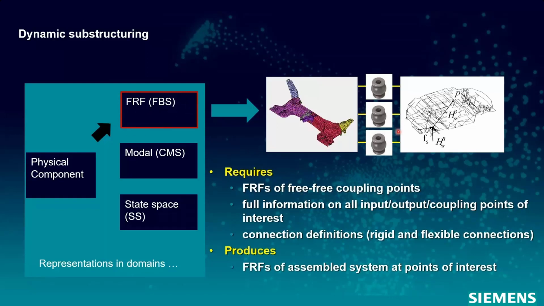So for example, if I have a subframe, I want to combine it with the body with some mounts in between, I need to have the FRFs between the coupling points and also the FRFs towards the target points where I want to do predictions. And then I can choose if the connections are rigid or flexible. What it will produce is FRFs of the assembled system.